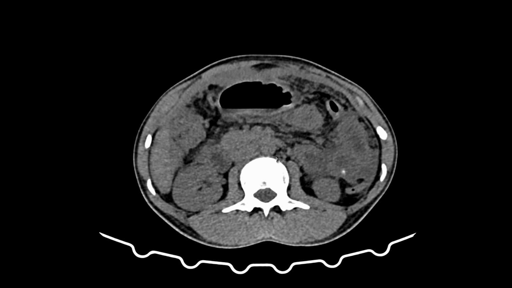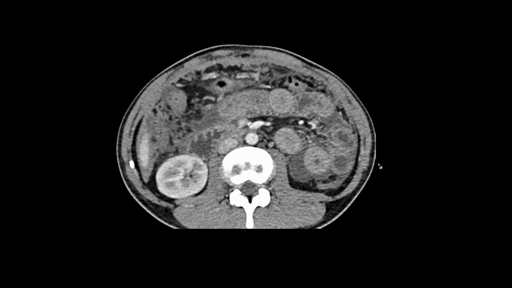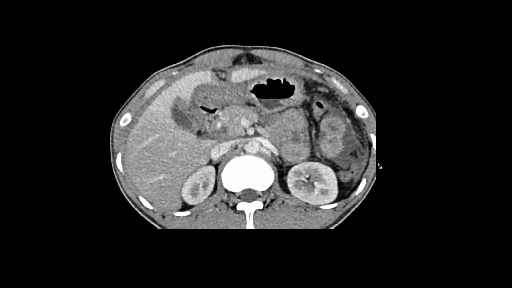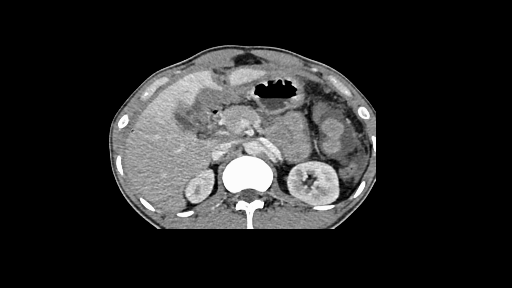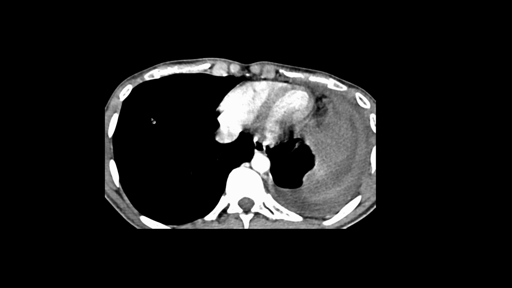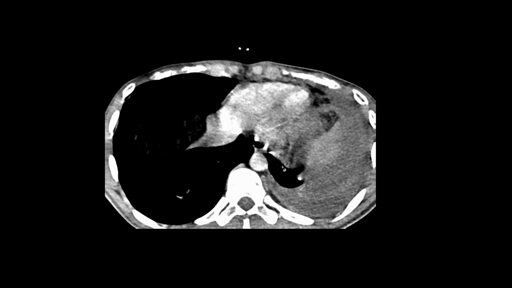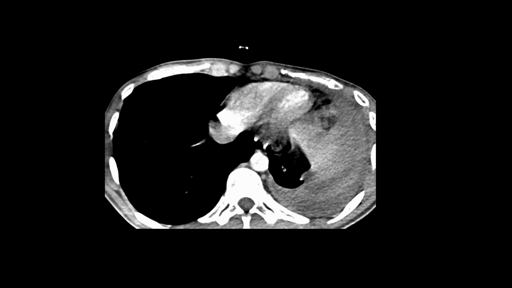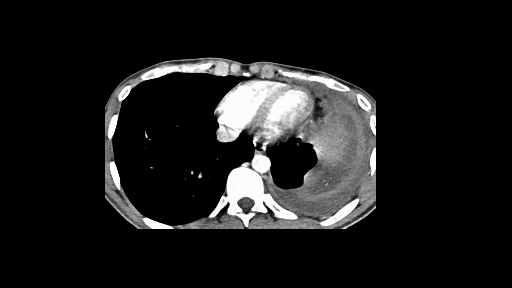Now I shall move on to the contrast. And this is the contrast arterial phase. Late arterial phase, you can better appreciate this peritoneal wall thickening. And one important finding present in this patient was this crescentic shaped fluid collection, which is thick walled and showing peripheral wall enhancement.